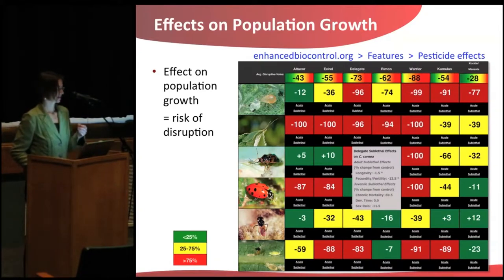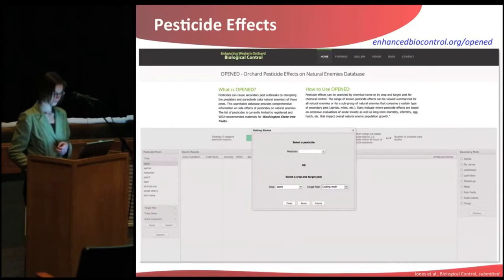And granted that this data is all generated in the lab, but it still has value for how we can determine or estimate the risk of that pesticide when we put it out in an orchard. So we don't want to disrupt the natural enemies if we can help it.